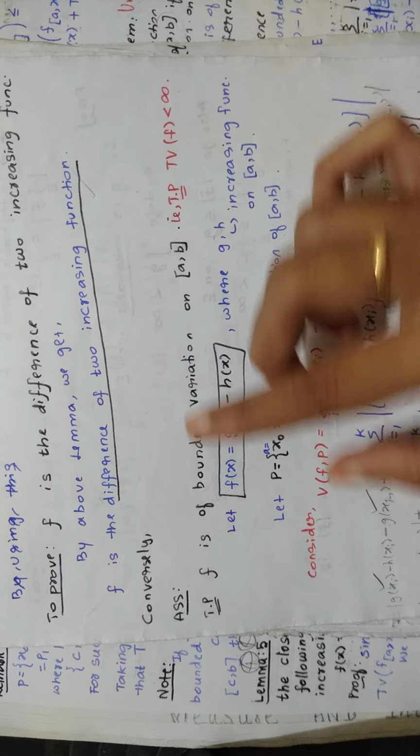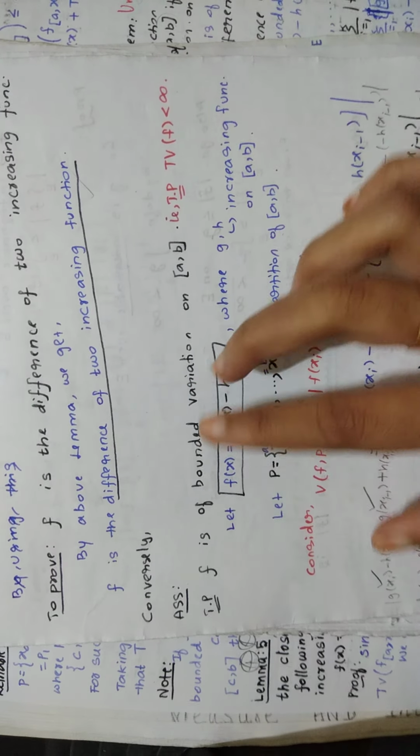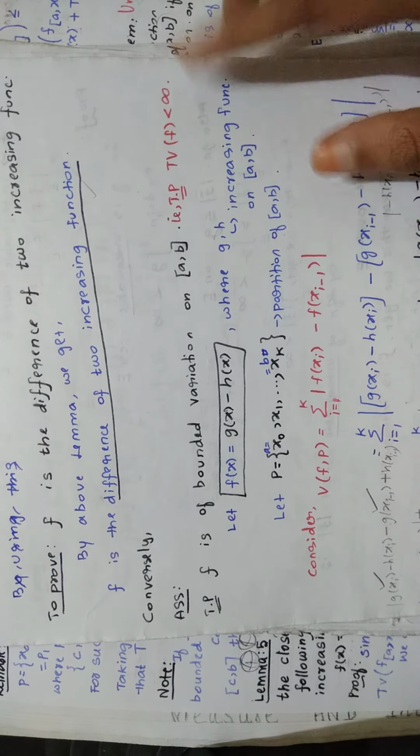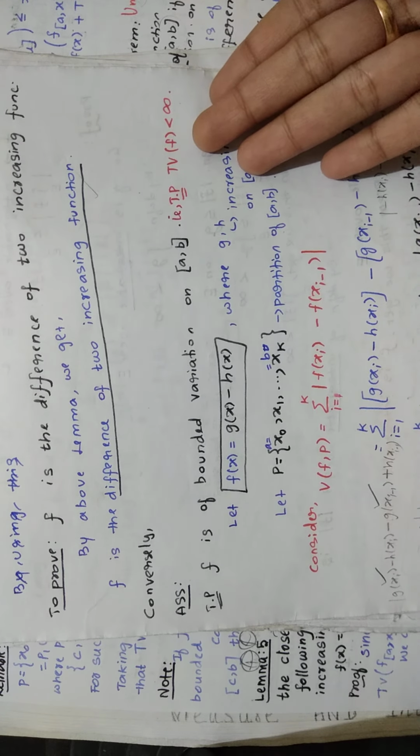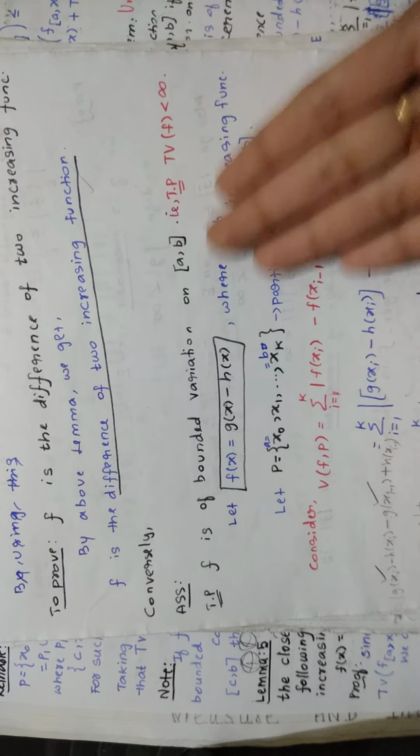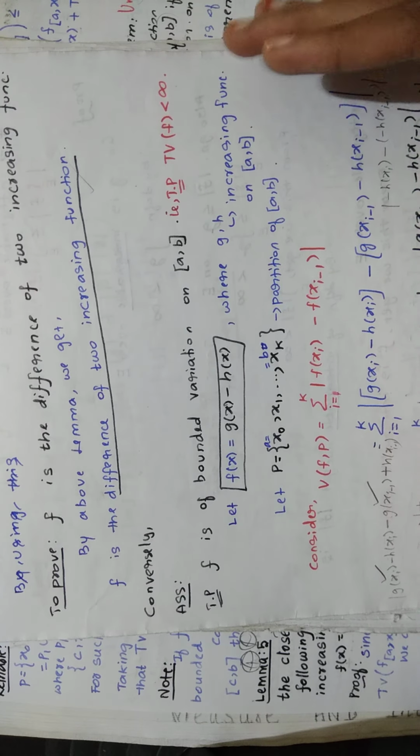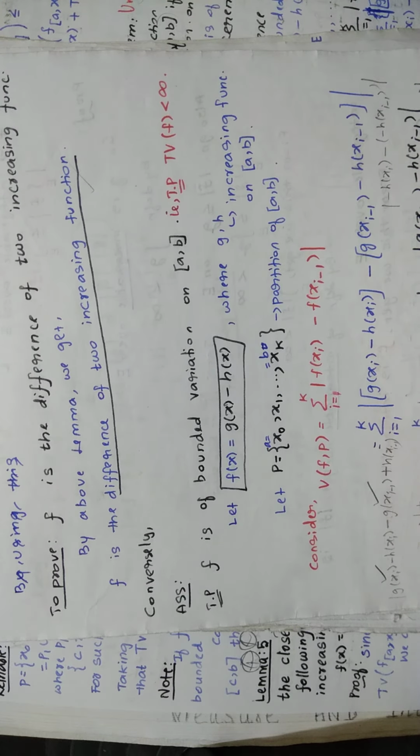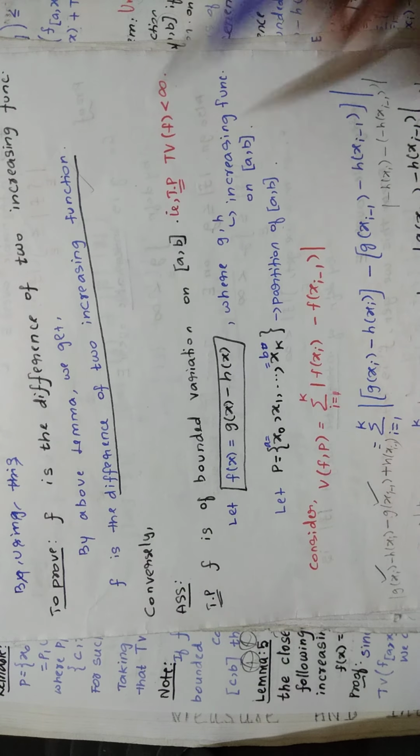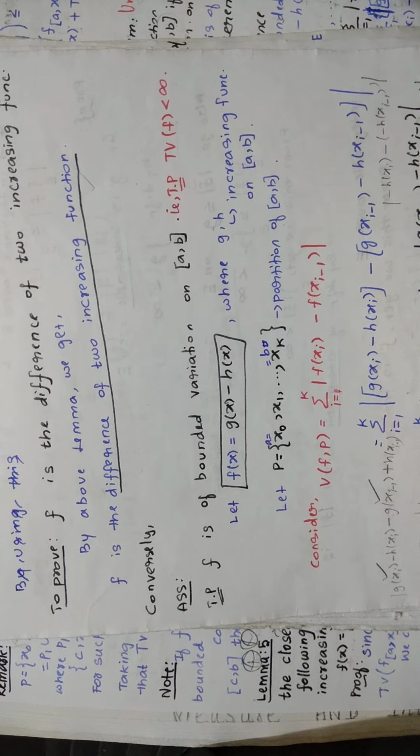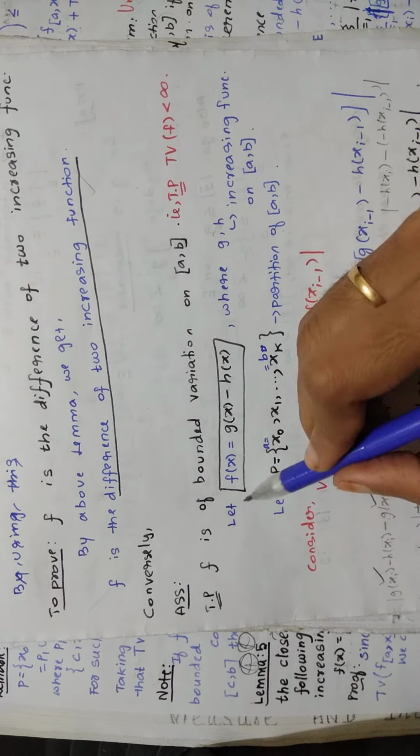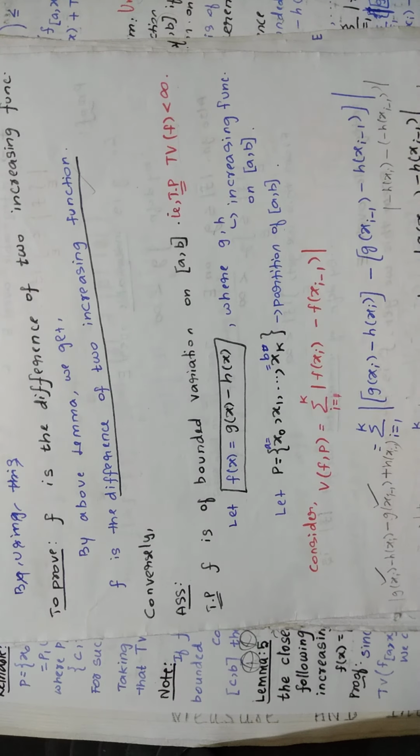How do you say it is enough to prove this? By the definition of bounded variation, f is of bounded variation on closed interval a comma b means you have to prove the total variation of f is less than infinity. This is what we have to prove. To prove this, you take f of x equal to g of x minus h of x.